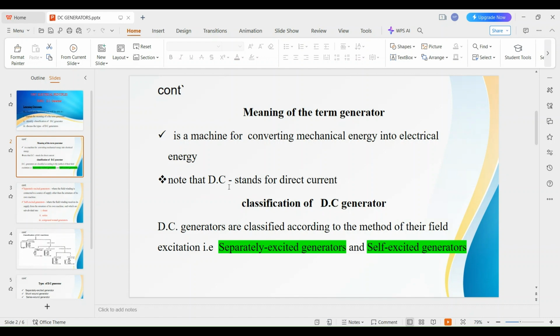Let's look at the classification of a DC generator, and we can say that DC generators are classified according to the method of their field excitation. So they are classified into two, that is separately excited generators and self-excited generators. DC generators are classified into two according to their method of excitation, that is separately excited generators and self-excited generators.